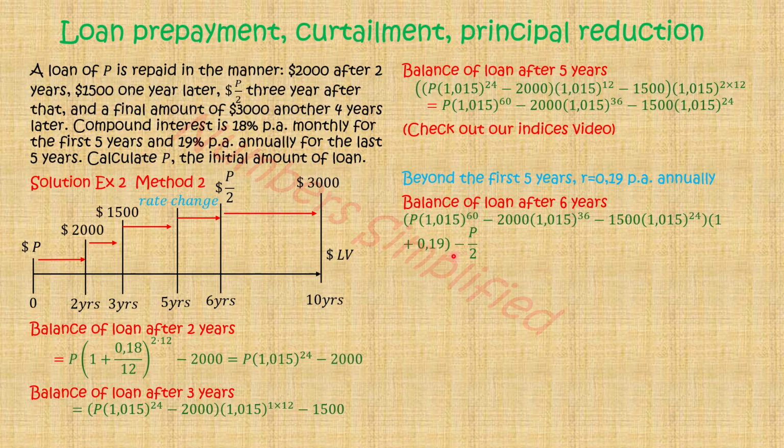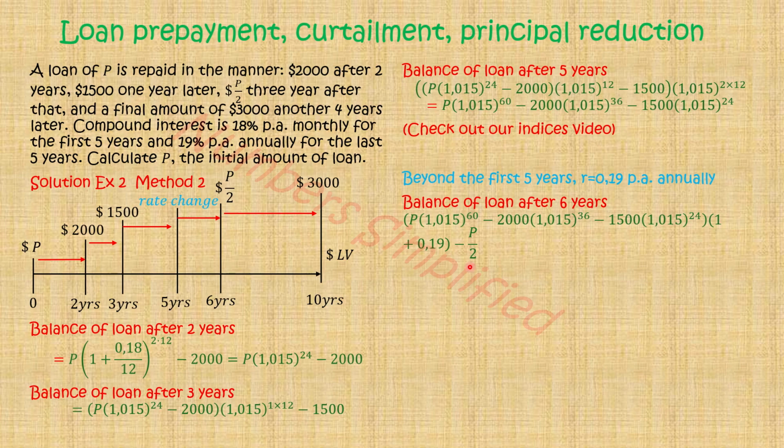And then because there was a payment that was made of P over 2, we subtract that so that we get a new balance. So now when we subtract that, we are going to get the final balance being something that is given in that way, because we're saying that after the 6th year, we are going to find what interest is accrued at the end of the 10th year.